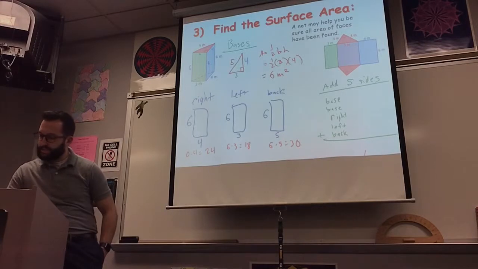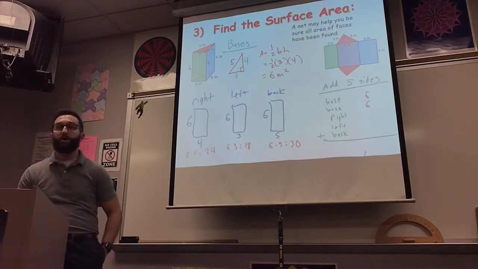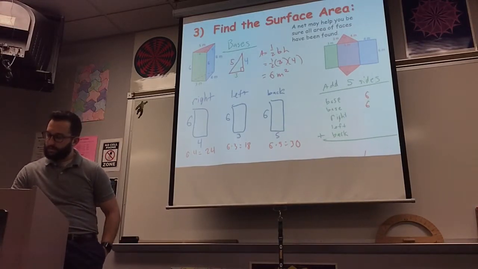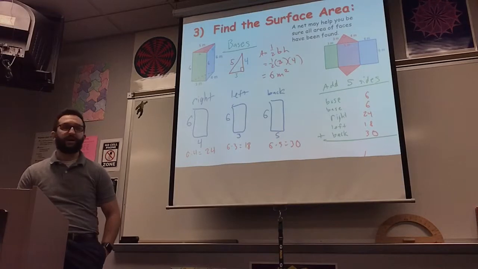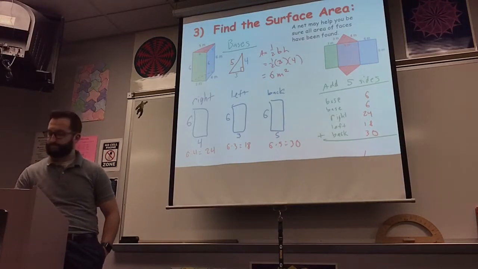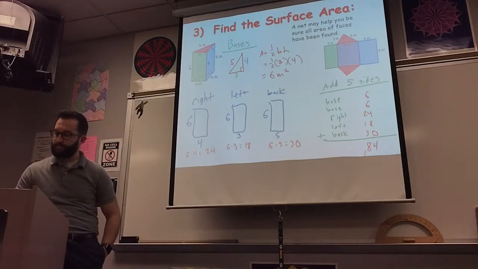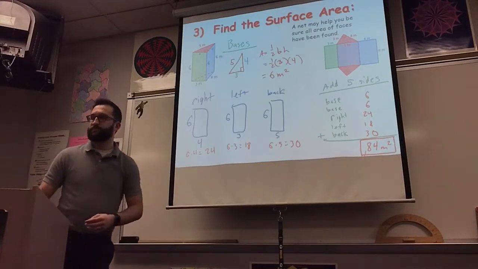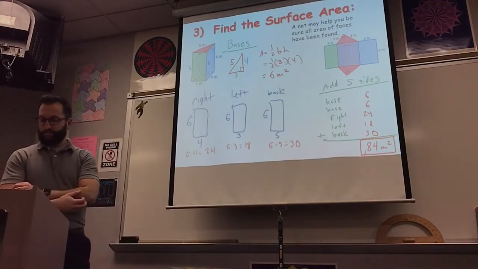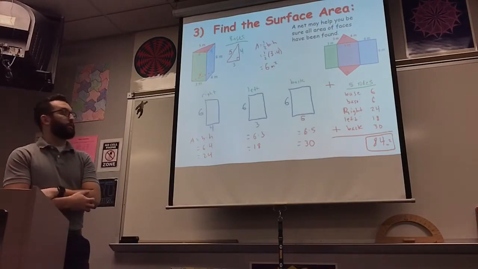So our base is 6, our base is 6, our right side was 24, our left side was what? 18, and our back was 30. So our final answer, once we add all those together, it's 84 what? Meters squared, because it's area. So surface area problems take some time. Right, let's be honest, they take time. Especially if you're going to show your work, which you're going to have to.